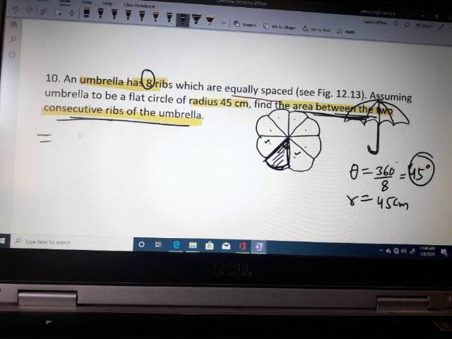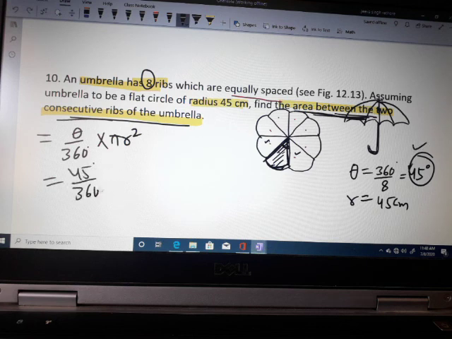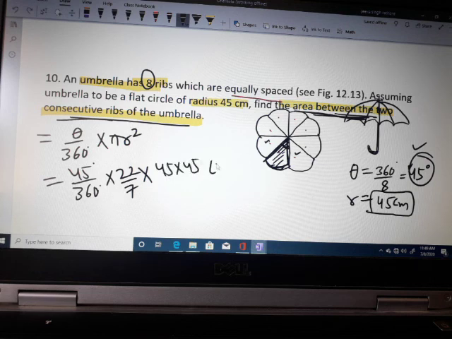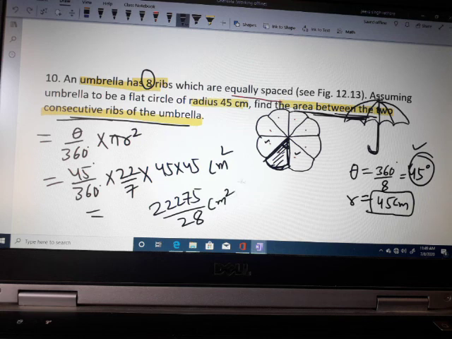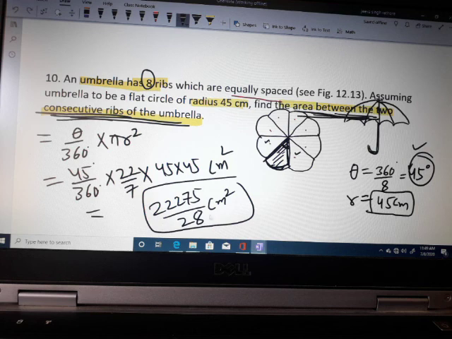The area between the consecutive ribs of the umbrella is equal to theta upon 360 degrees into pi r squared. Just put the value theta equal to 45 degrees: 45 degrees upon 360 degrees into pi, whose value is 22/7, into r, already given in the question, 45 centimeter square. 45 into 45. After solving this you will get the answer, 22275/28 centimeter square. This is your final answer, the area between two consecutive ribs.